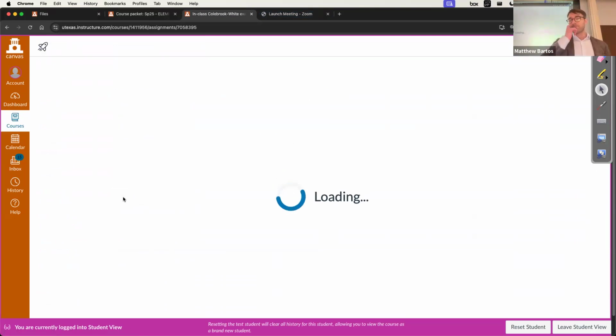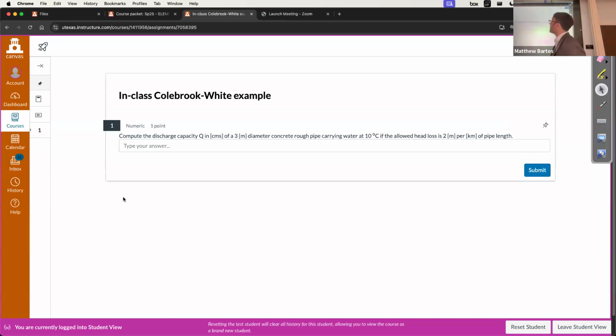So I'll write down the problem up on the board, but this also contains the problem statement here. I want you to compute the discharge capacity Q in cubic meters per second of a 3-meter diameter concrete rough pipe carrying water at 10 degrees Celsius if the allowed head loss is 2 meters per kilometer of pipe.